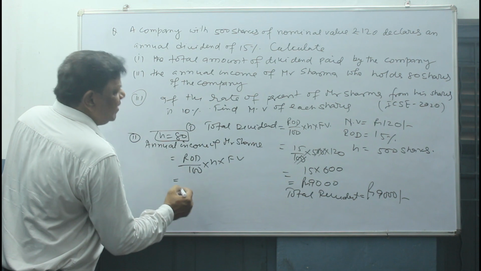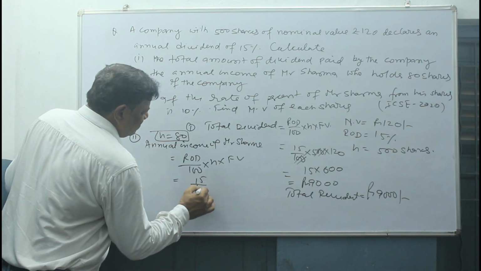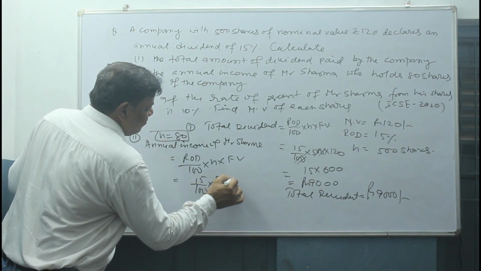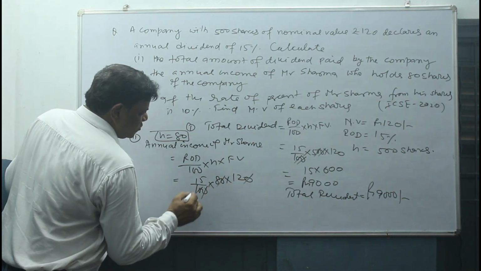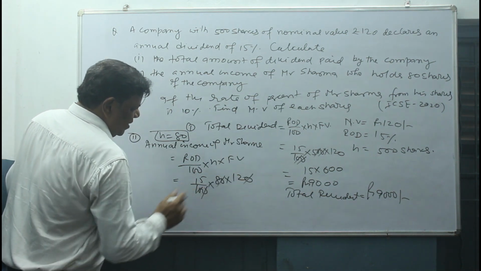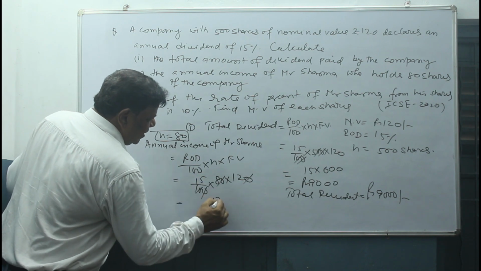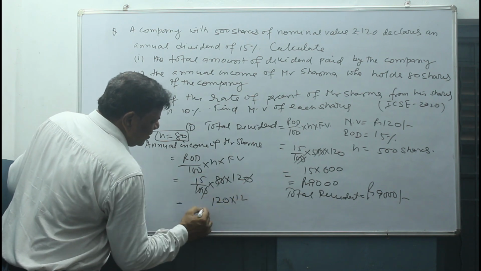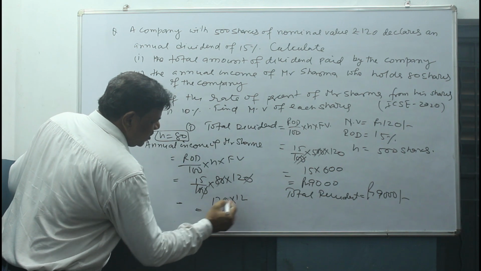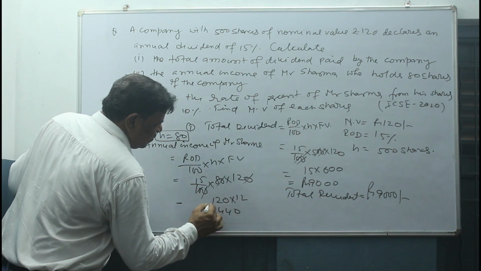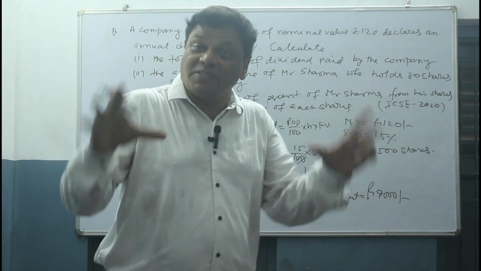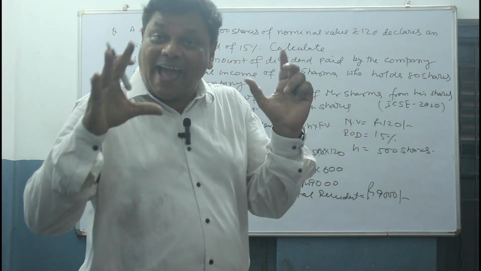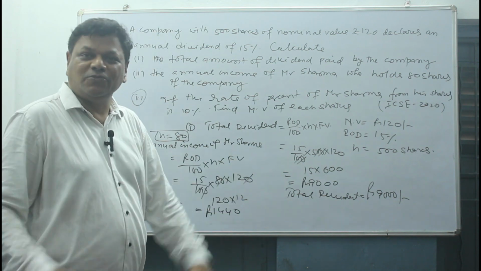Okay. So rate of dividend is same, 15%. A is 80 and face value is 120. This is cancelled. This is cancelled. So 15 and 12. And 15 into 8, what is it, student? 120 into 12. So these two multiply. 12 into 12 is 144, and it is 1440. So for Mr. Sharma, his annual income is 1440.